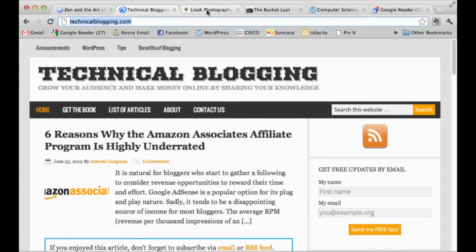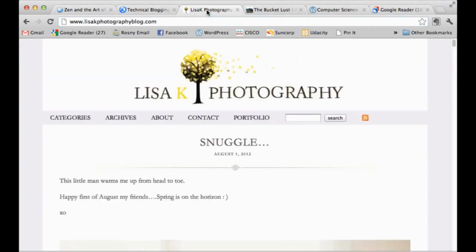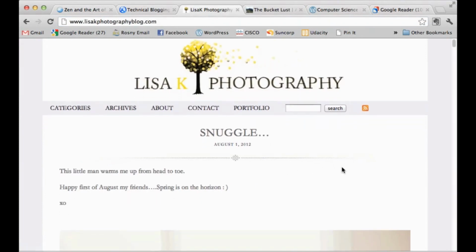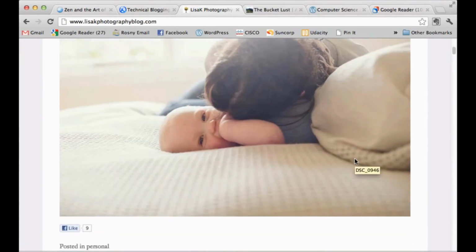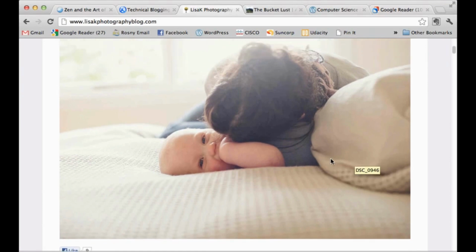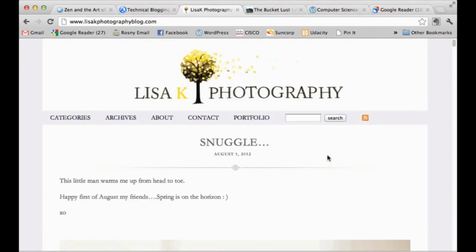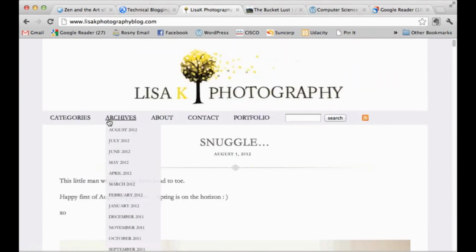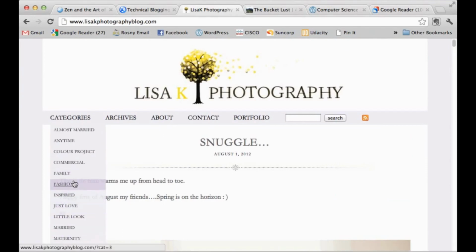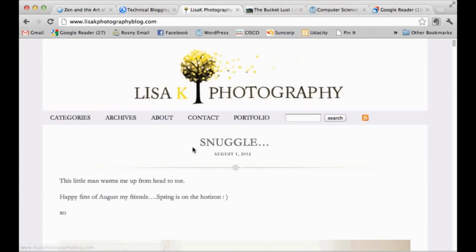Let's look at a different kind of blog. We've got Lisa K Photography, which happens to be a Tasmanian girl who's a photographer, and this is how she promotes her business, and it's also how she shows off the photos that she's taken to her family, to her friends, and to potential customers. So it's got her portfolio, some archives, categories, so we know what types of photos that she takes, and some contact details. So this is a little bit more personal, but also advertising a product or a service.